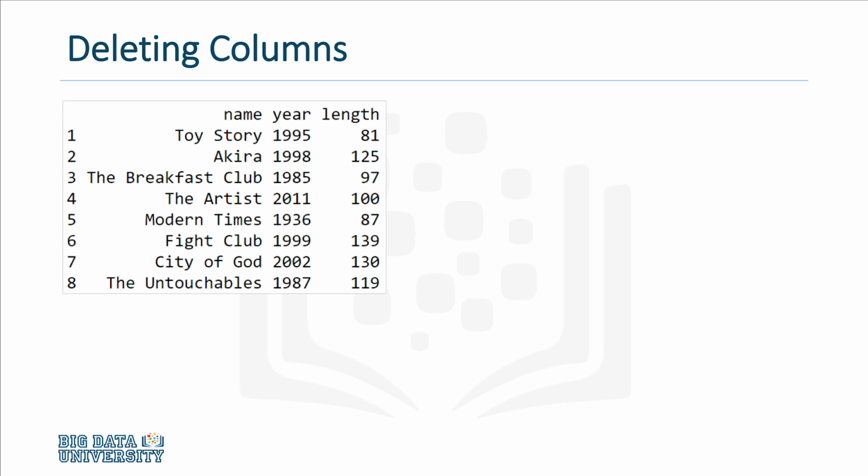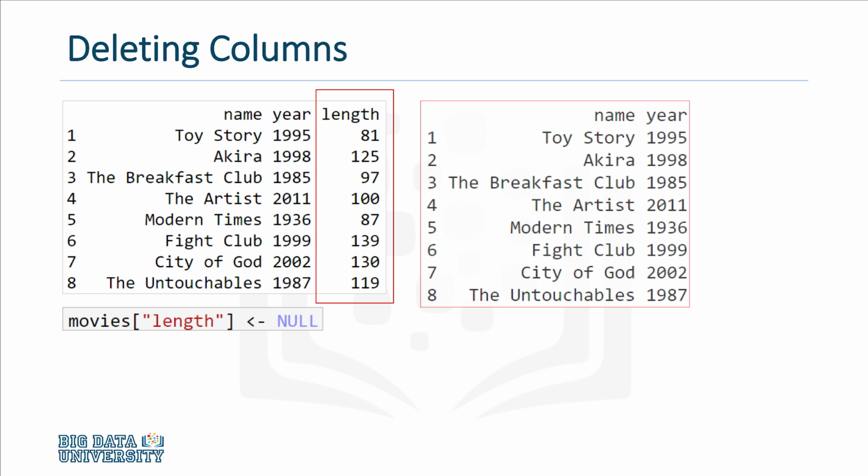In order to delete a column, like the length column here for example, all we need to do is assign a null value, like so. As you can see, this will remove that column from the data frame.